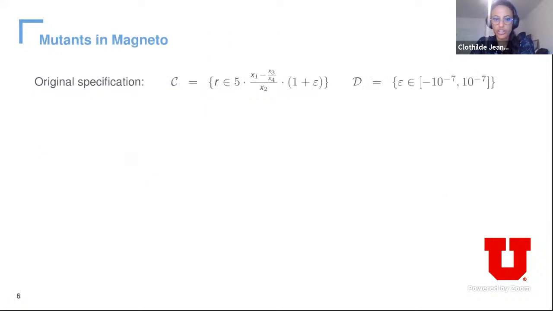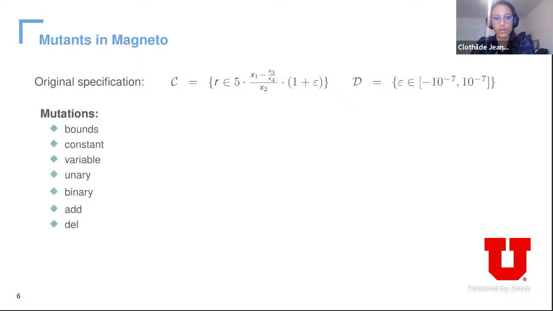We can now apply mutations to the original specification. The mutations are the rules allowing to create a set of mutants. We use the following mutations traditionally used in mutation testing. For example, the constant mutation, which changes the value of a constant, here 4 instead of 5. The other mutations swap, add, or remove variables or operations in a constraint.